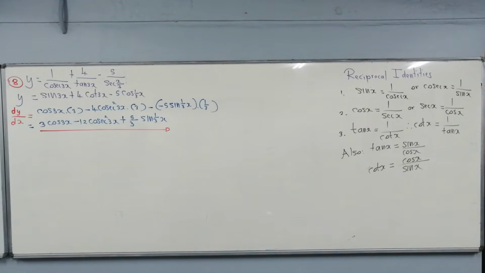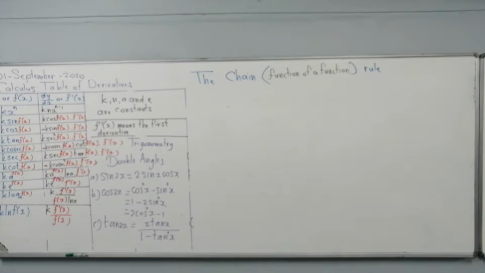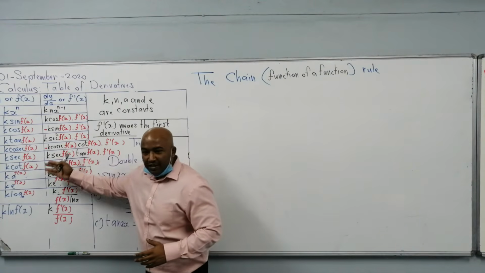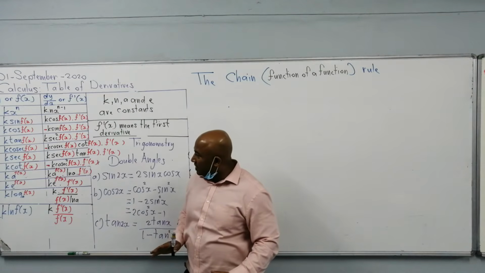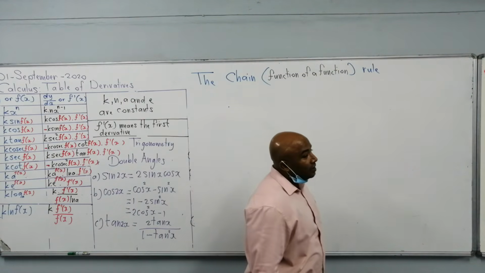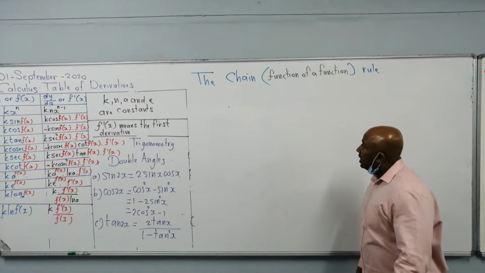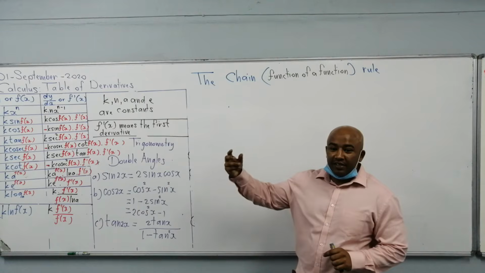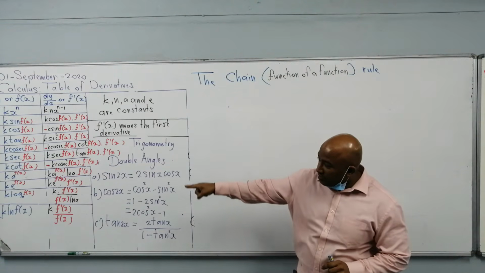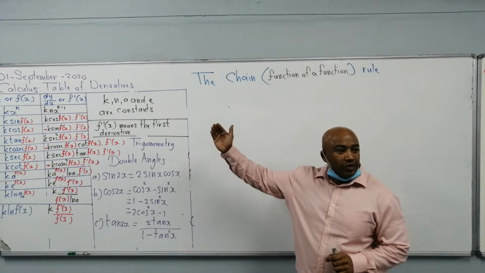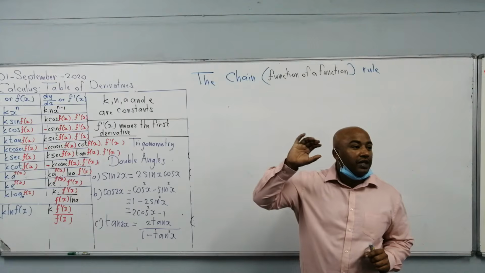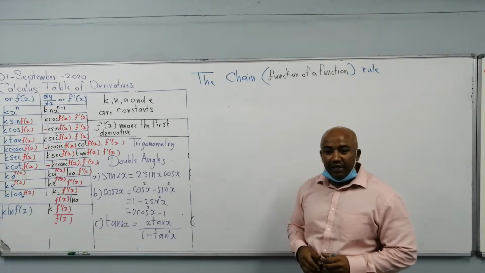Alright, so now we're going to deal with the next few rules. Alright, so we have been dealing with the standard table of derivatives. Now, the chain rule. The chain rule deals with basically when you have a function of a function here. So the chain rule can be applied to any one of these formulas here, and then also when dealing with exponents. Now let's start with something like this first.